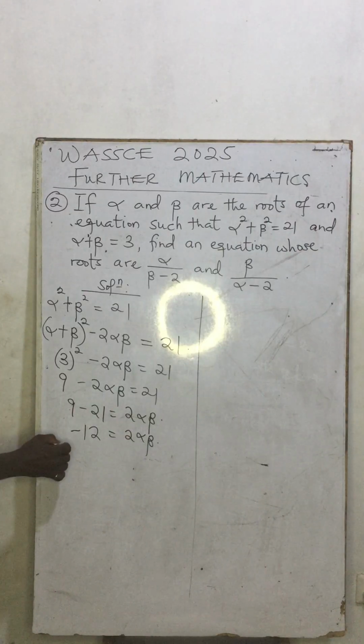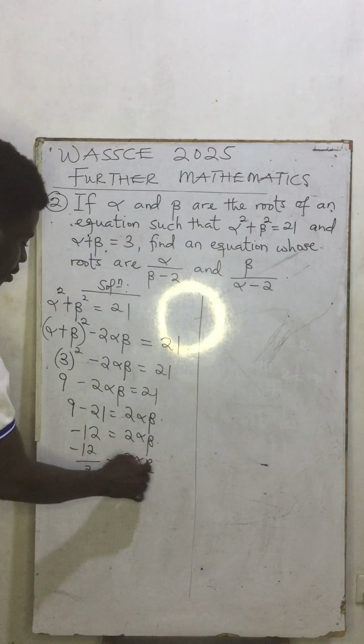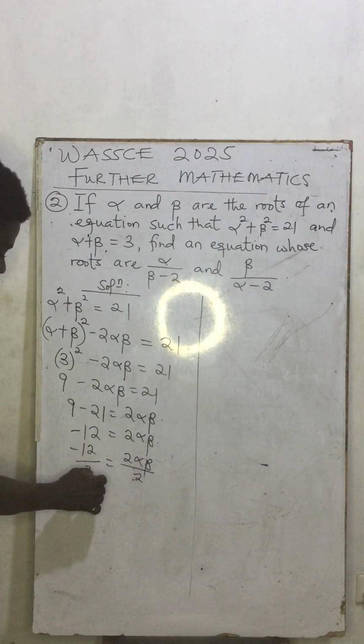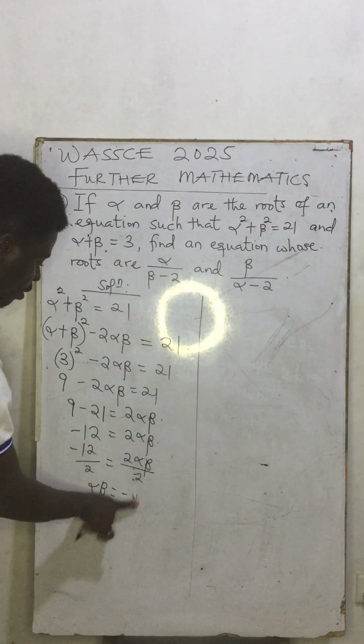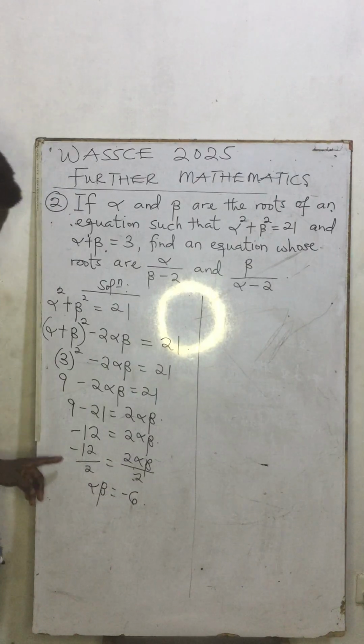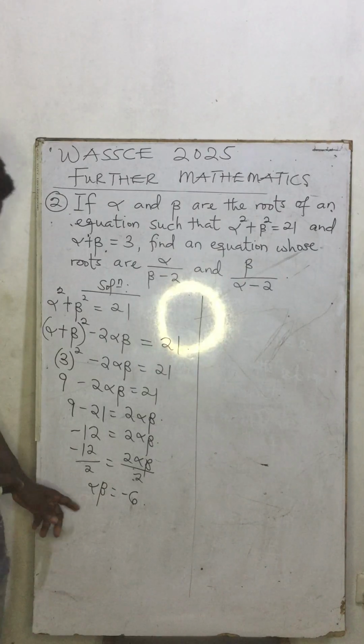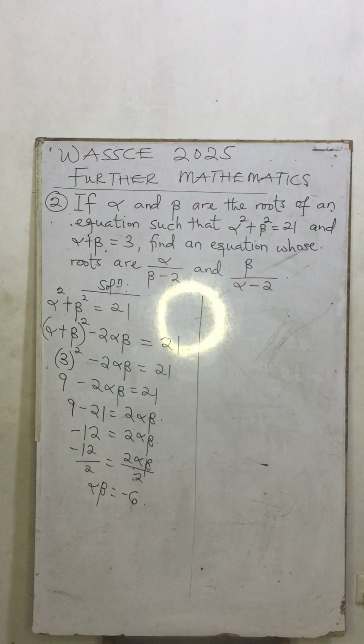So we divide both sides by 2. Then alpha beta is just negative what? Negative 6. 2 goes into 12 6 times, and negative divided by positive is just negative. So now we know alpha beta to be negative 6, and we know alpha plus beta to be 3.